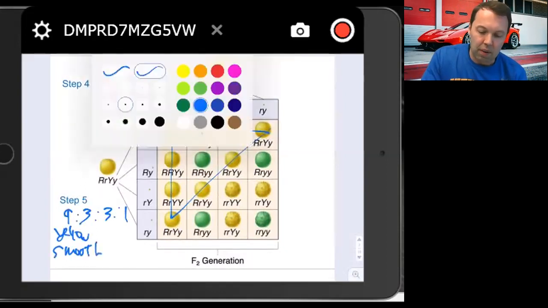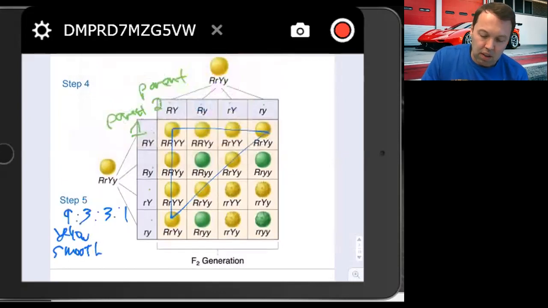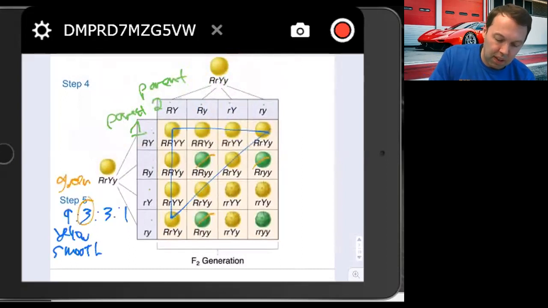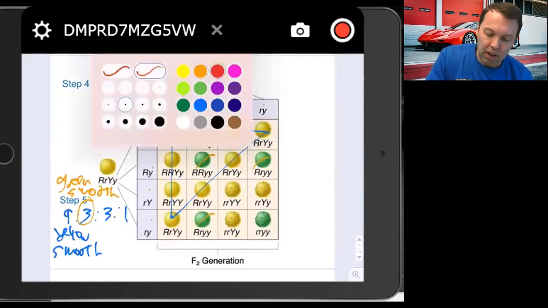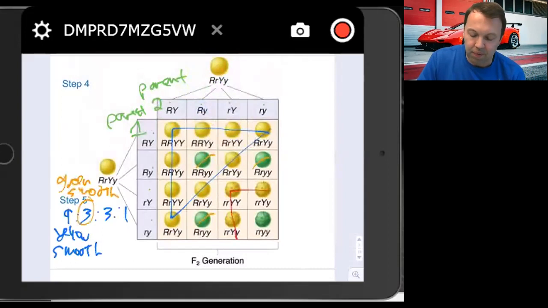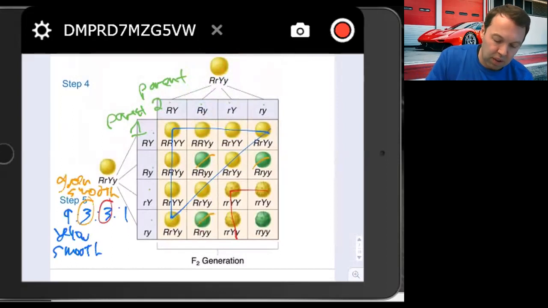Okay. The next 3 you want to see here are going to be green and smooth, or round and green. Here you go. That's going to be those here. It's going to be green and smooth. Our next color we'll have usually right here. So that's going to be recessive for your first trait and dominant phenotype for the second trait. So that's going to be yellow and wrinkled. That's going to be that second 3 there, the third number in the ratio. It's going to be yellow and wrinkled.